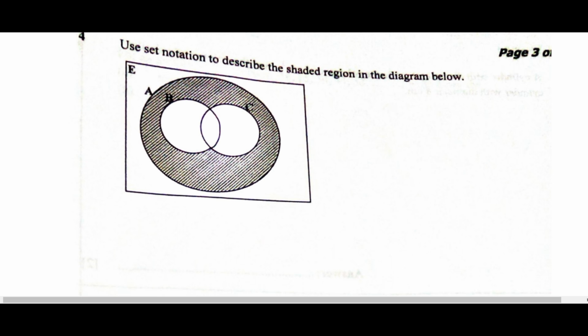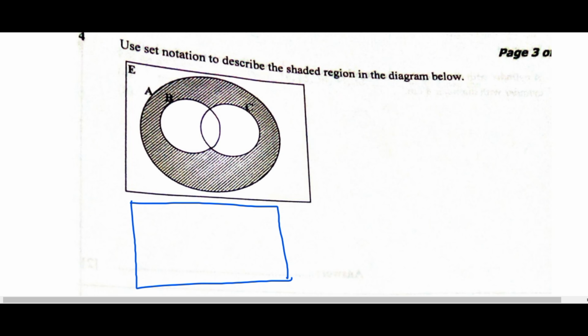Question 4 here. Use set notation to describe the shaded region in the diagram below. So we have 3 sets. We have set A, we have B, we have C. So here we are looking at the shaded and the unshaded. So the key point is we are finding the shaded, the unshaded in relation to the shaded. So now what I like to do here is first let's try to redraw.